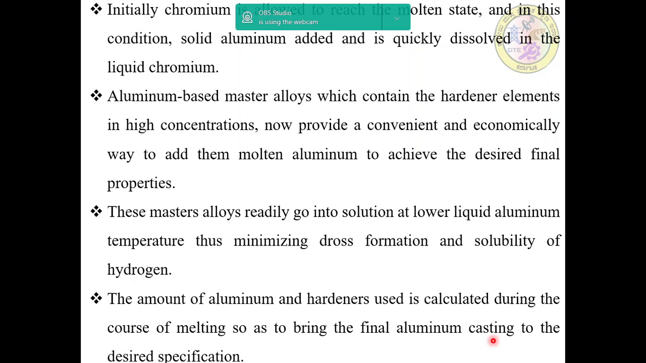The amount of aluminum and hardeners used is calculated during the course of melting so as to bring the final aluminum casting to the desired specification. That is about the hardeners used in aluminum castings.